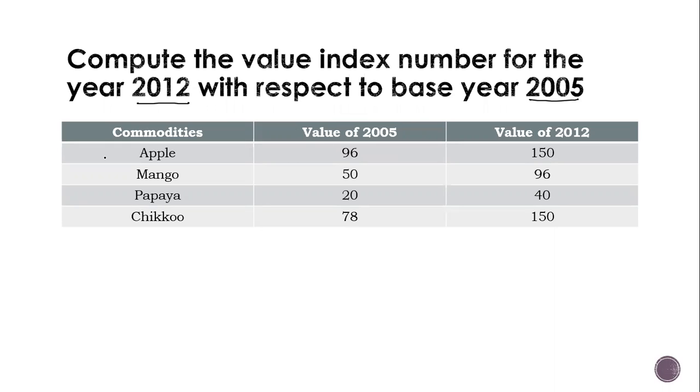They have given commodities: apple, mango, papaya and chiku. The value of 2005 is the final value, which means it is already multiplied price into quantity. We do not have to do it once again. Value is already given. 2005 is the base year, so it is the value of the base year, V0. And 2012 is the current year, so V1. We have not made an extra table; in this only I will do. We have to find just the total of this.